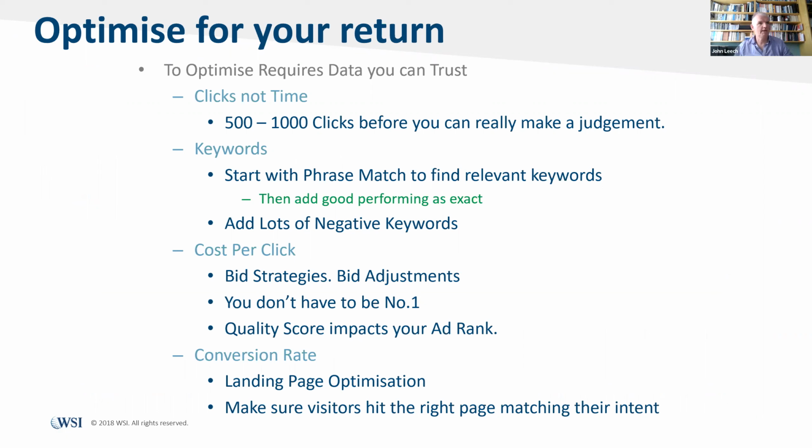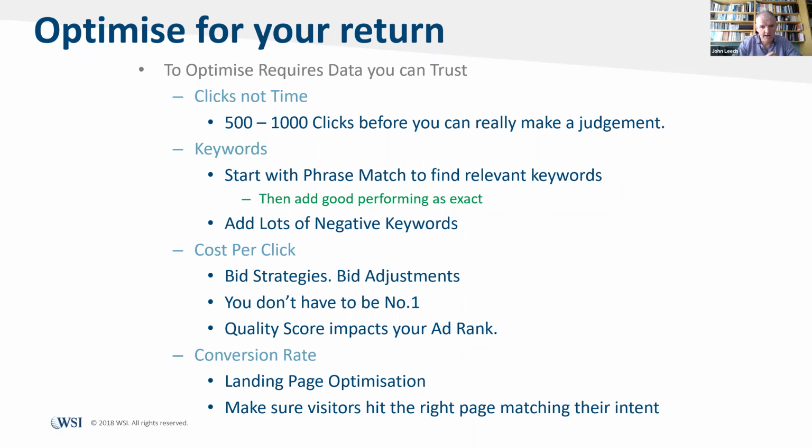So when you're trying to optimize and improve your campaign, here are some things you need to remember. To optimize requires data you can trust. And by that, I mean it's clicks, not time. When I say it generally takes 3 months to have a good understanding of whether this campaign is going to work for you, if you're starting out on Google Ads, you need to decide on a budget that you're prepared to spend for at least 3 months, and then work on it over the 3 months. At the end of 3 months, you'll be in a position to make a decent decision, hopefully, whether this campaign is going to work for your business or not.